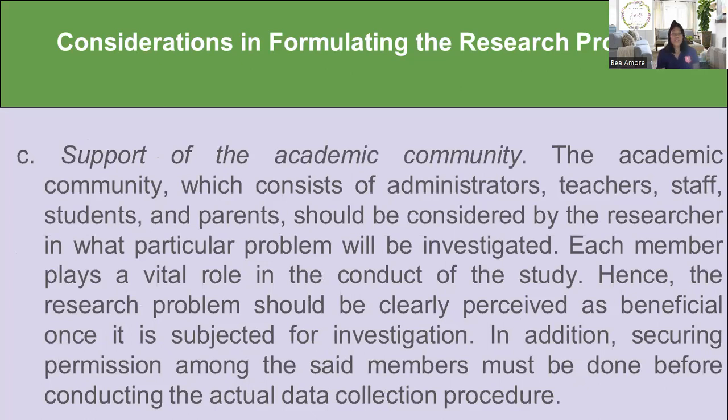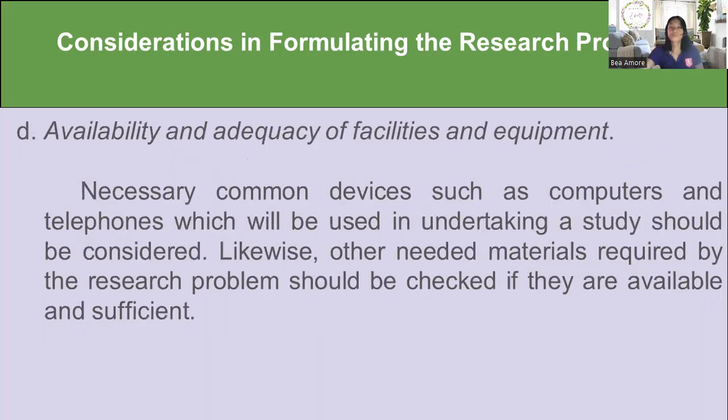And letter C, support of the academic community. The academic community, which consists of administrators, teachers, staff, students, and parents, should be considered by the researcher in deciding what particular problem will be investigated. Each member plays a vital role in the conduct of the study. Hence, the research problem should be clearly perceived as beneficial once it is subjected for investigation. In addition, securing permission among the said members must be done before conducting the actual data collection procedure.